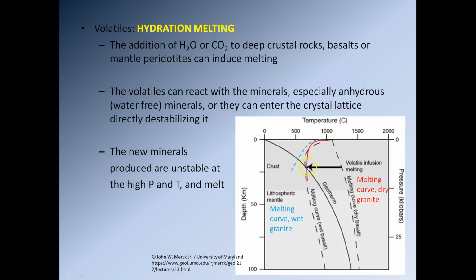Over here we have the melting curve for granite. You can see this is dry granite here. Add a bit of water to granite, you drive the melting curve for granite once again off to the left. So by adding the water, you are essentially reducing the melting point of the minerals in the rock.